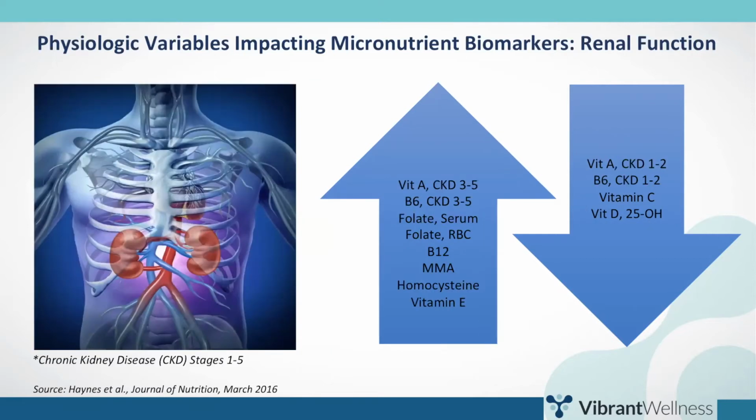And then for renal function, they look at kidney disease stages 1 to 5. If you have chronic kidney disease stages 3 to 5, you'd expect to see higher levels of vitamin A and B6, higher serum folate and red blood cell folate, higher levels of B12, methylmalonic acid, homocysteine, and vitamin E. And if you have chronic kidney disease stage 1 or 2, interestingly, you'll actually see lower levels of vitamin A and B6. So even there, you have variability depending upon early-stage or later-stage chronic kidney disease, even for the same micronutrients. And you'll also see lower levels of vitamin C and 25-hydroxy vitamin D.